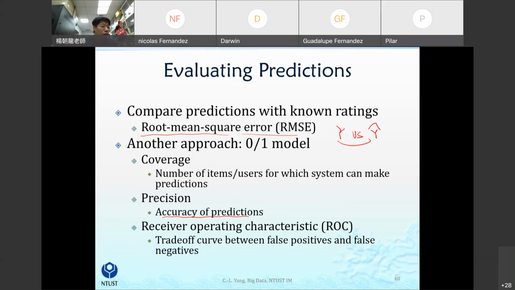And if you learned data mining, then you probably learned the receiver operating characteristic, called ROC, and you create a certain kind of ROC curve. You try to create one to evaluate your prediction result.